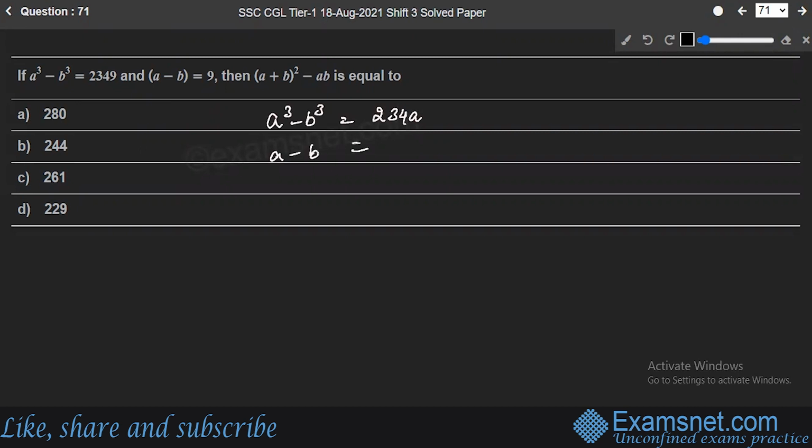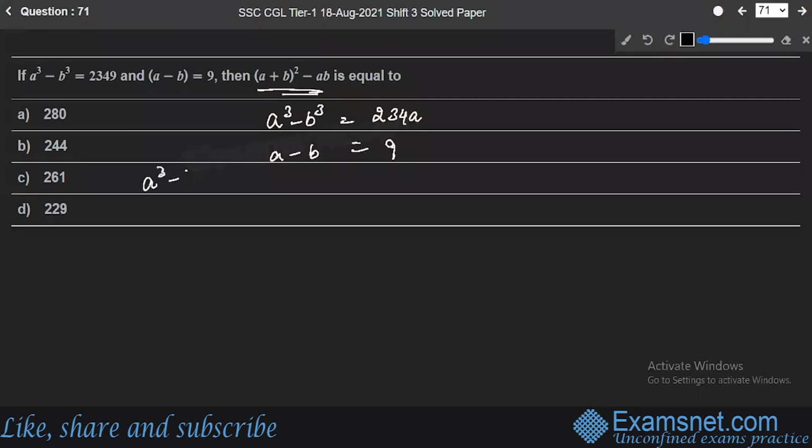Also, a minus b is equal to 9. You have to find out this thing. The a cube minus b cube formula is (a minus b) into (a square plus ab plus b square). Okay, so I'll fill in the values.